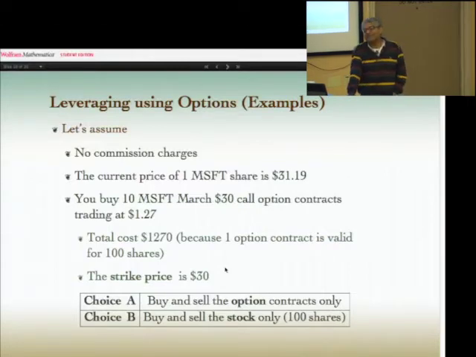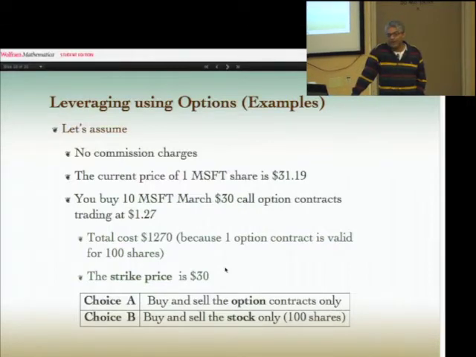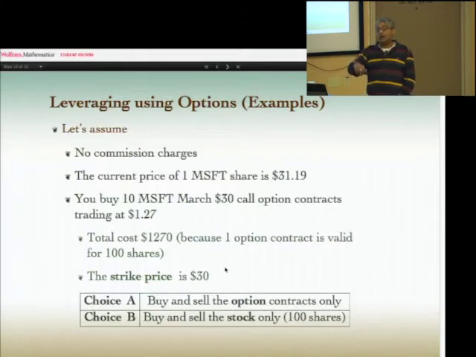It is in the money. Why is it in the money? Now that I've told you it's in the money, explain. Because you can exercise it to buy right away at $30, whereas in the open market it's trading at $31.19. So you can buy it below market. That's why it's in the money.